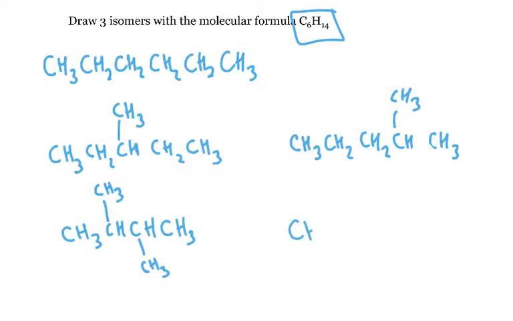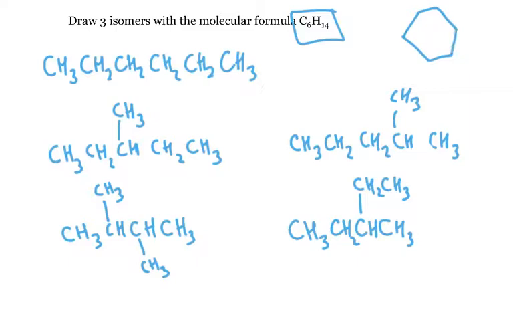Or maybe we do one that's a butane parent chain. And we have an ethyl group sticking off of it. All right, these will all work. What won't work is this. All right, because this is going to be C6H12 if you count the carbons.